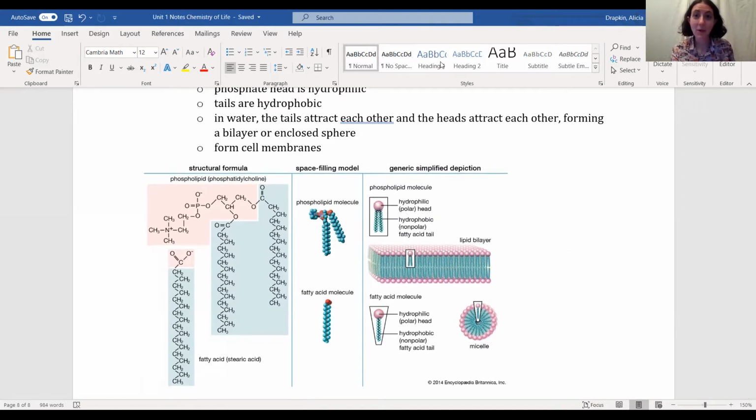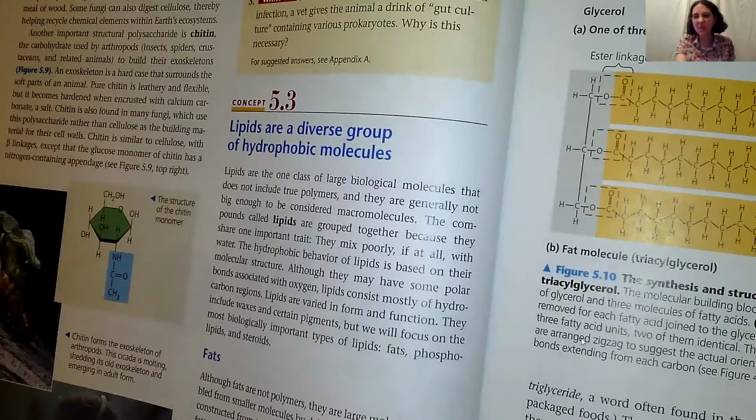Phospholipid bilayers. Okay, let's look at the book real quick and just see if there's anything interesting. I think I saw a few interesting diagrams. In terms of what you need to know, I think that's good enough. But just for some extra information, let's go into this.